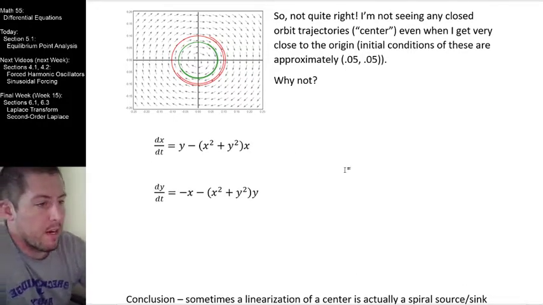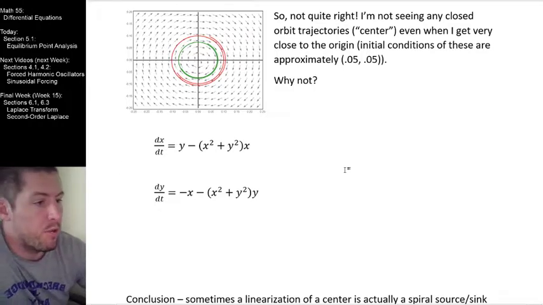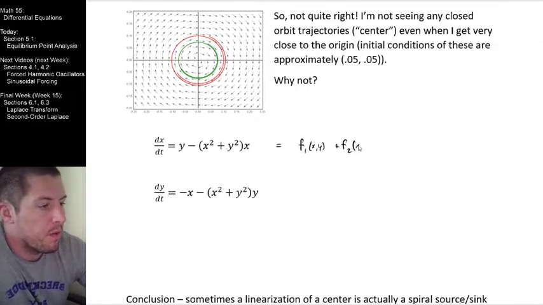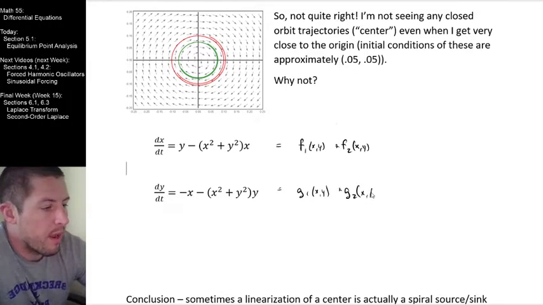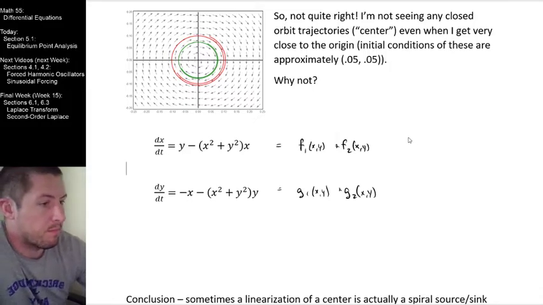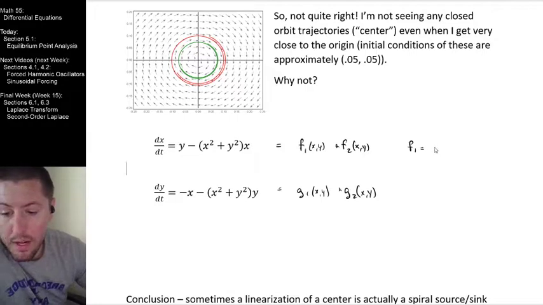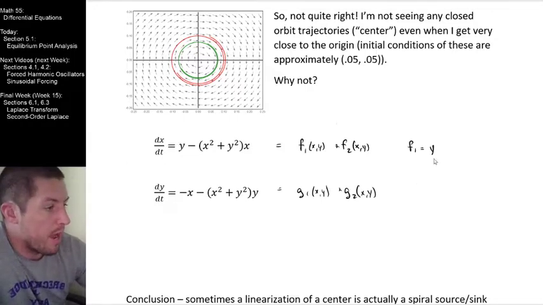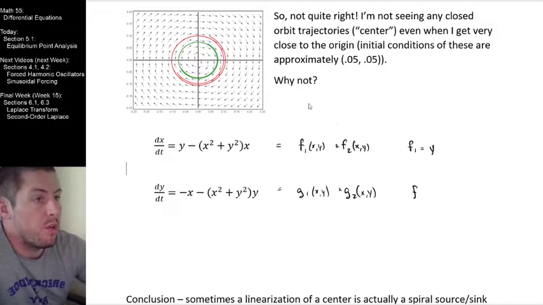What I'm seeing right here is I want to think about this as being two different chunks. I'm thinking of this as being like an f1(x,y) plus f2(x,y) and a g1(x,y) and a g2(x,y). If I'm looking at just this first grouping right here, f1 in this case is like our term just y, and g1 down here.